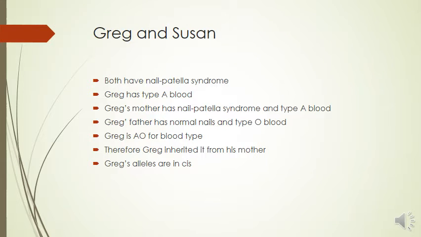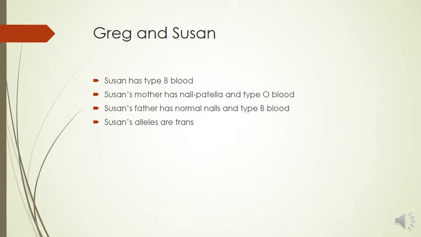Okay, let's look at Greg and Susan. Both have the Nail-Patella syndrome. Let's look at Susan. Susan has type B blood. She can either be BB or BO. Susan's mother has Nail-Patella syndrome and type O blood. Susan's father has normal nails and type B blood. Therefore, Susan's mother's blood type is OO. Susan's father is either BB or BO.